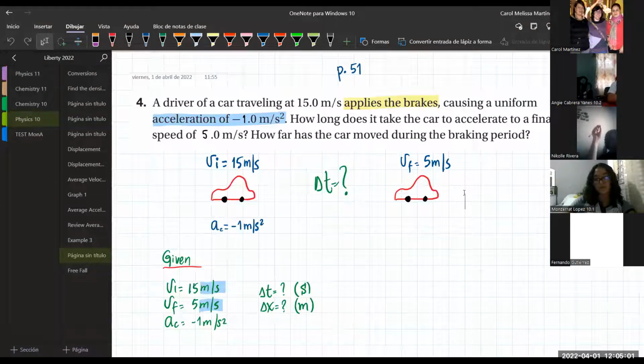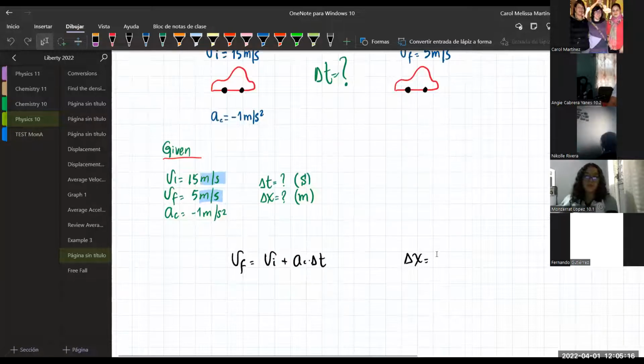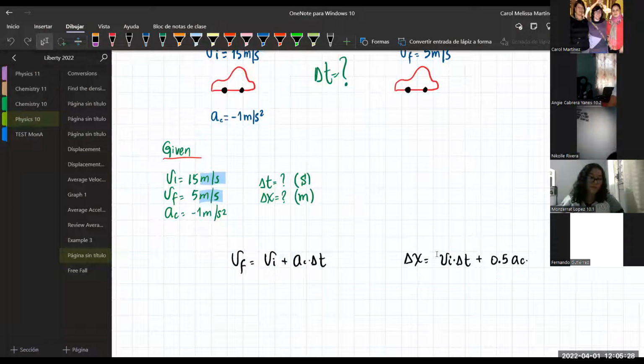But I know that I have two formulas to use. I know that final velocity equals initial velocity plus acceleration times time. And I know I have one for displacement, that is displacement equals initial velocity times time plus 0.5 times acceleration times time to the second power. I have those two equations, okay?